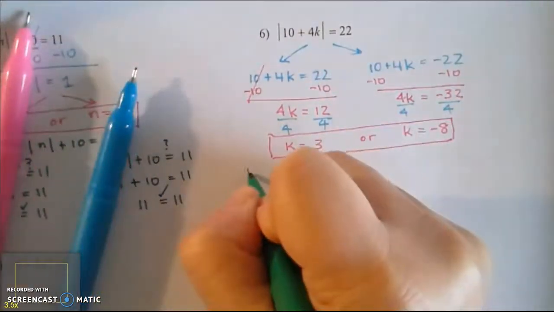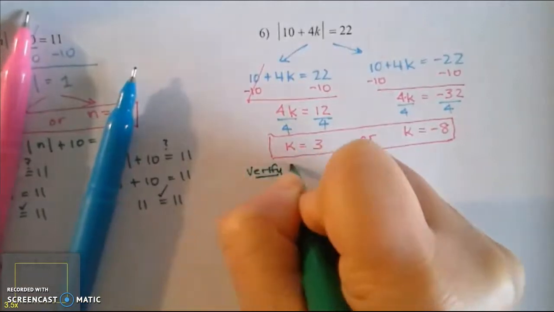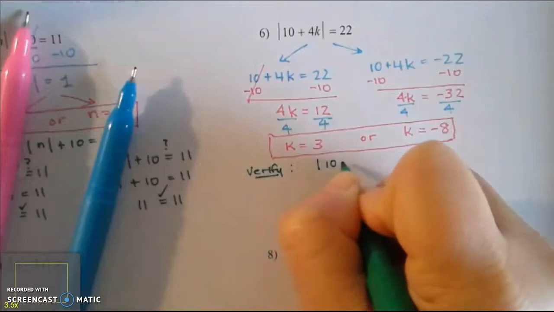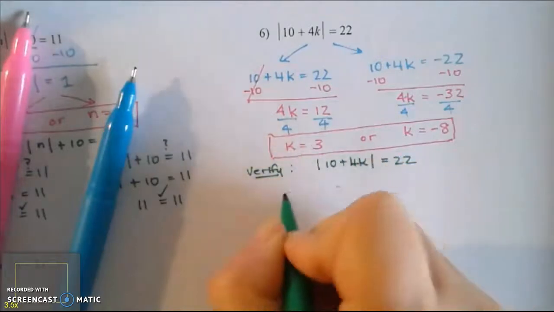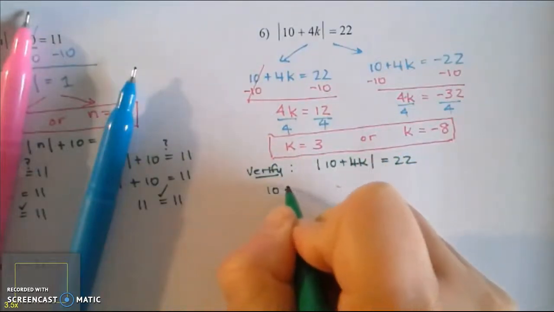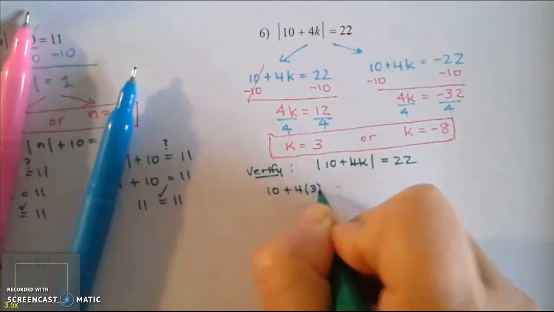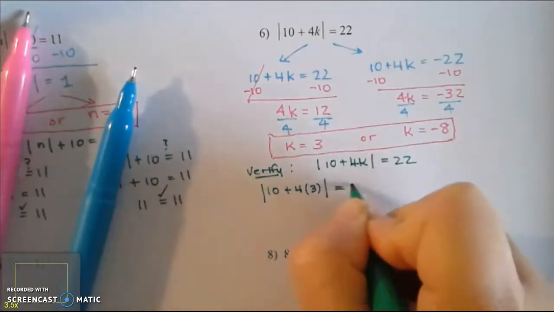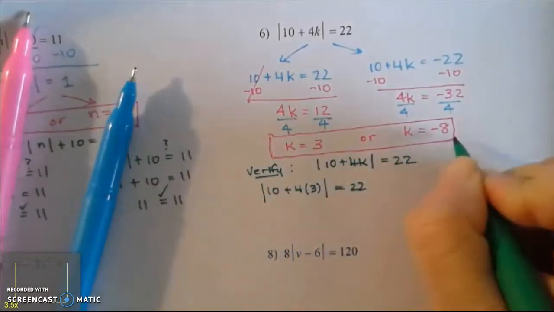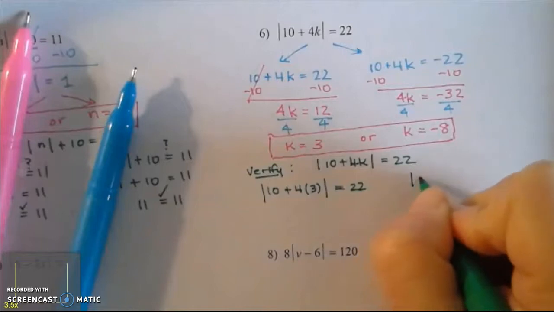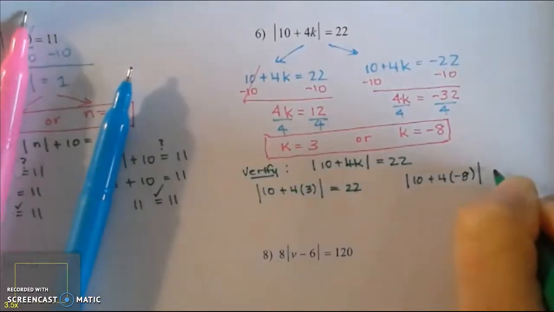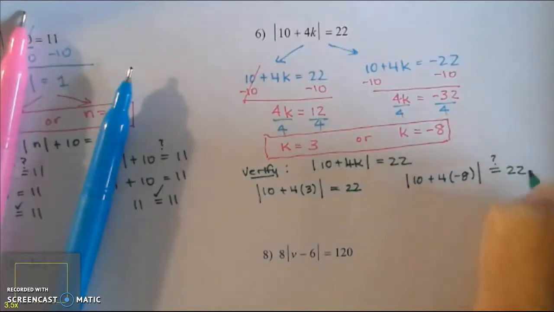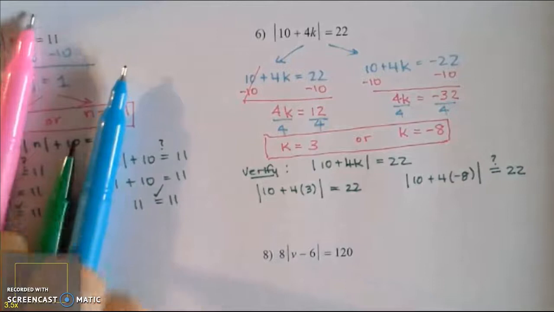I still need to go through the verification. The original equation was the absolute value of 10 plus 4k is equal to 22. So I'm going to consider k is equal to 3 here. That means the absolute value of 10 plus 4 times 3, is that equal to 22? And the other version, with k is equal to negative 8, is the absolute value of 10 plus 4 times negative 8, is that equal to 22? So let's verify each of the branches separately.